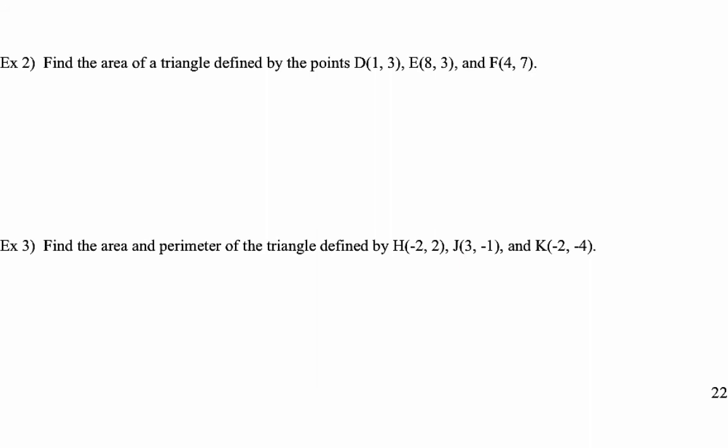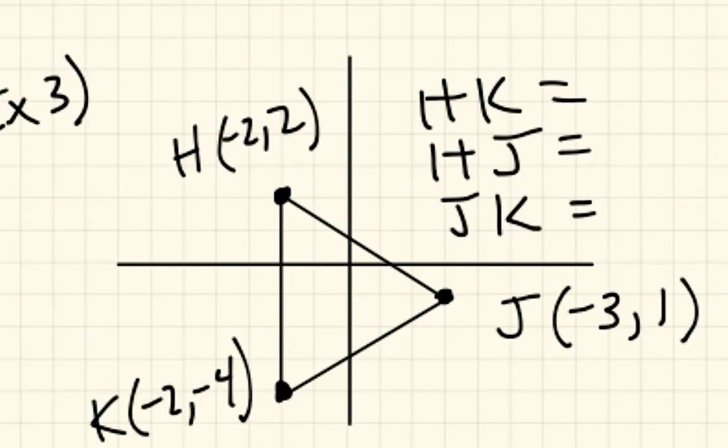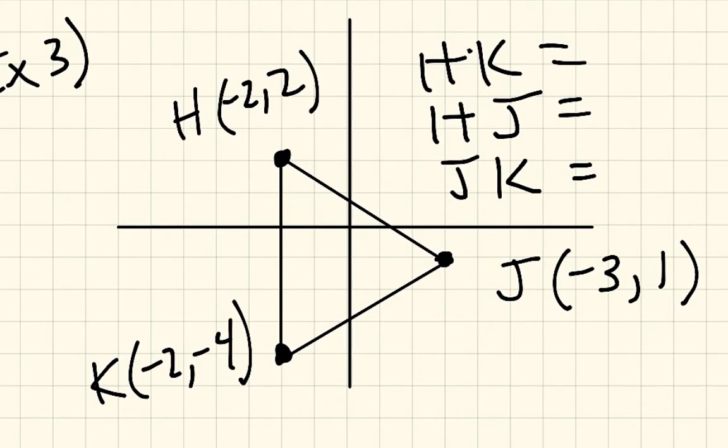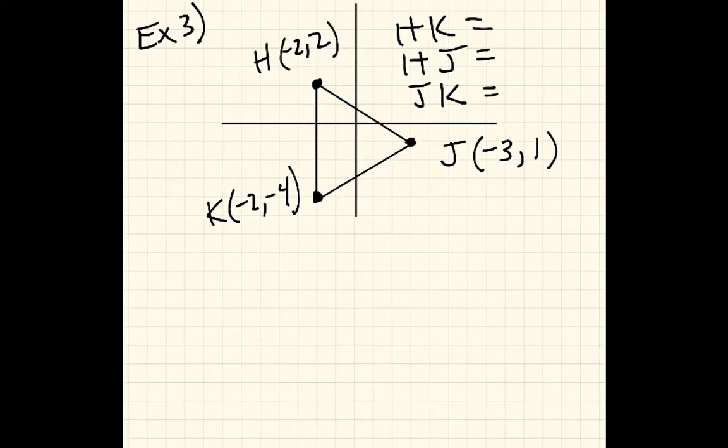In example number 3, we're asked to find the area and perimeter of the triangle defined by the 3 points H, J, and K. Now I just showed you how to find the area of a triangle, so let's just focus on finding the perimeter. Again, I would start this problem by sketching it, so let's look at a little bit nicer sketch. So I like to plot my 3 points, connect those points, and create the triangle.